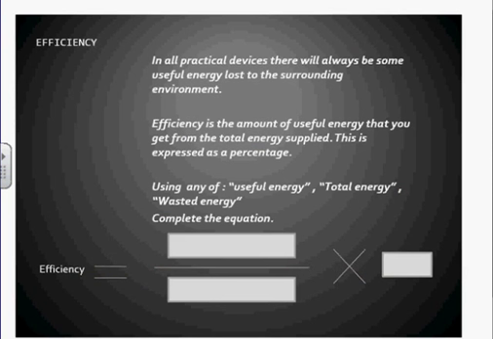Efficiency essentially is saying, how useful is this device? Is it worthwhile? In other words, how much does it make use of its incoming energy? You can use any of useful energy, total energy, and wasted energy to complete the equation. I'm going to write this a different way: output over input times 100. Essentially, how much did you get out?